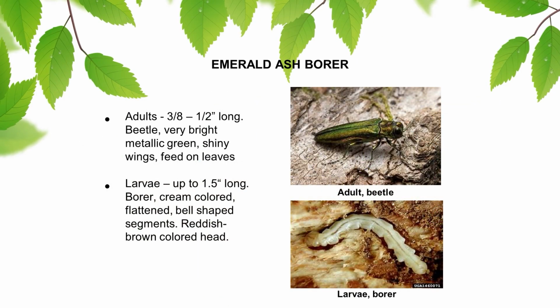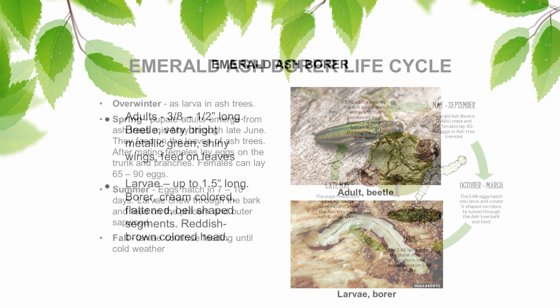Emerald ash borer description. The emerald ash borer adult is a beetle that is 3/8 to 1/2 inch in length. It is a very bright metallic green with shiny wings and feeds on the leaves. The larva is a borer. It can be up to 1.5 inches in length. It is cream-colored, flat with bell-shaped segments. It has a reddish-brown colored head.